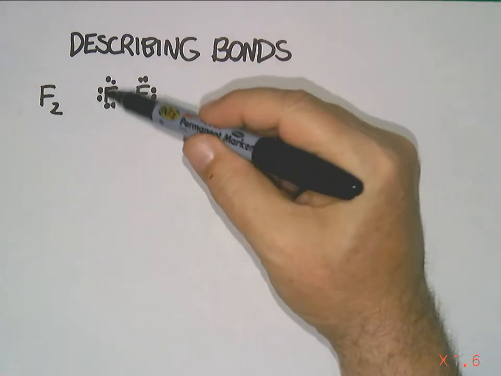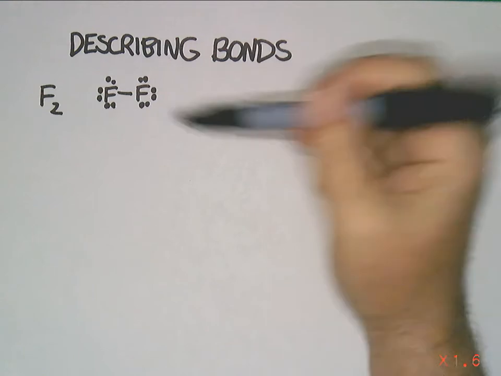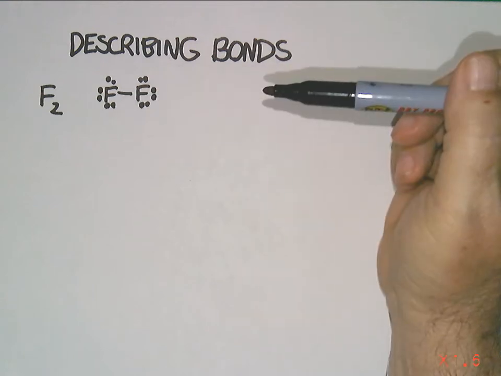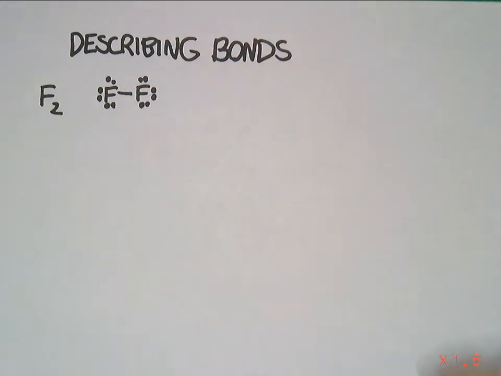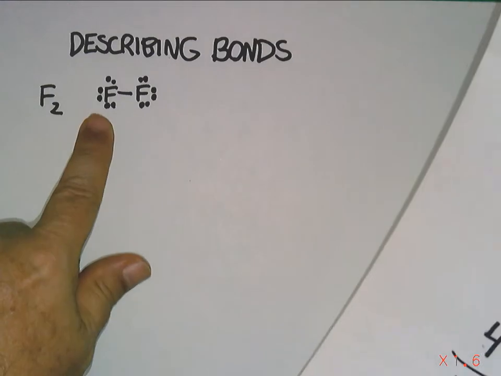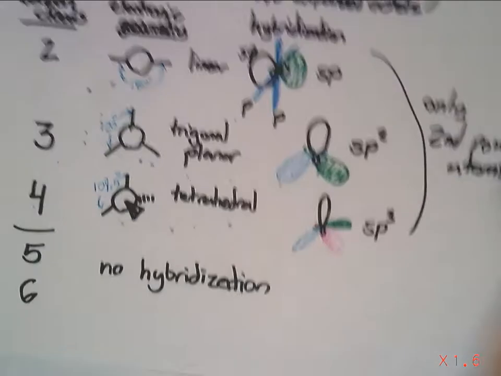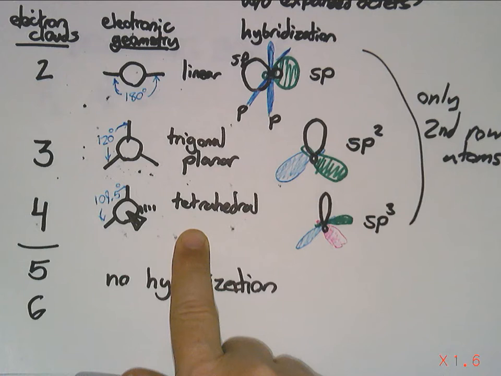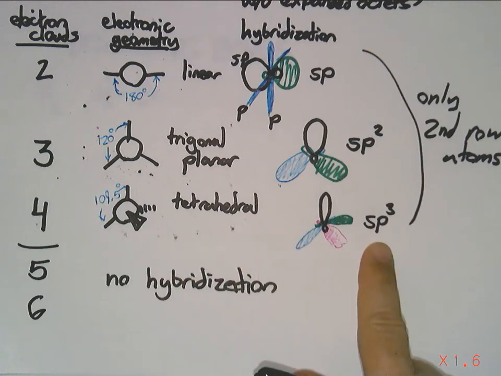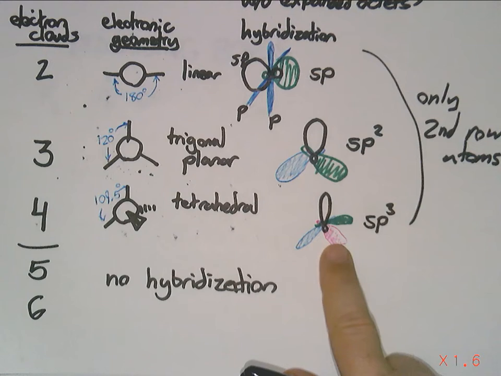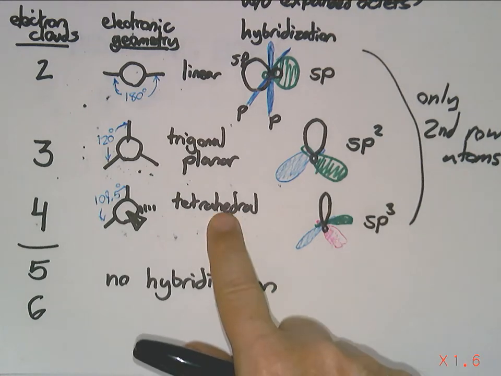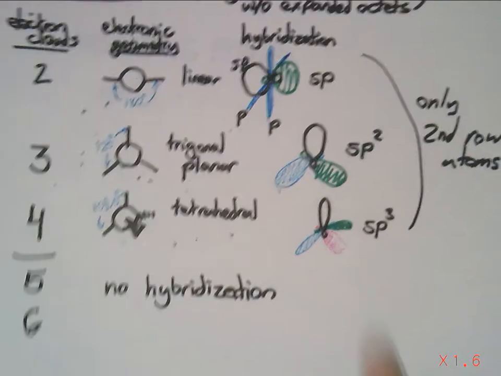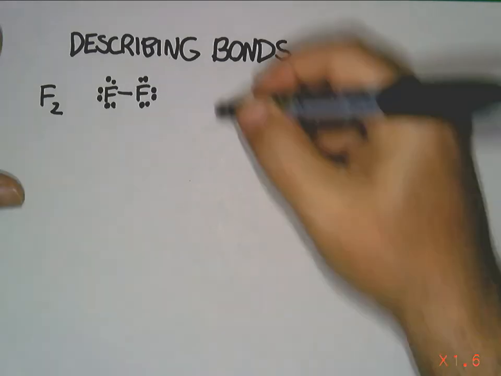What kind of electronic geometry do I have around each of these fluorines? I've got 4 clouds. So I'm going to have a tetrahedral electronic geometry. And then the shape that I'm going to have is an sp3 shape. So I can draw this shape over each of the fluorines. So every time you have a tetrahedral electronic geometry, you can stamp down a shape that looks like this.